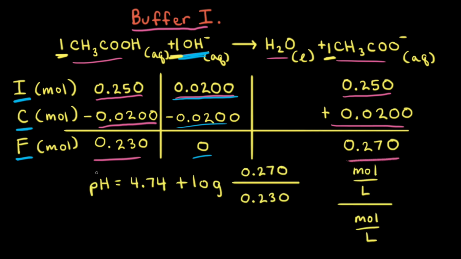Now that we have our final moles, we're ready to calculate the pH of the buffer solution. So the pH is equal to the pKa value, which for acetic acid is 4.74, plus the log of the ratio of the concentrations. And we could put in the concentrations, but since concentration or molarity is equal to moles divided by liters, a ratio of the concentrations would just have the volume cancel out because it's the same for both our conjugate base and our weak acid.